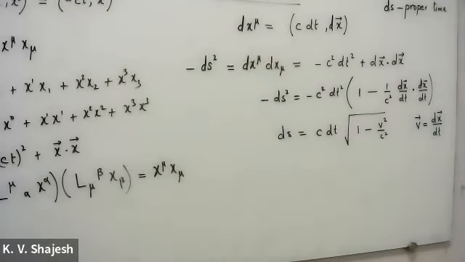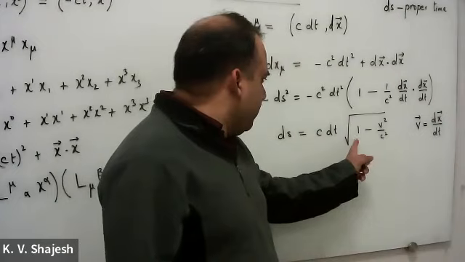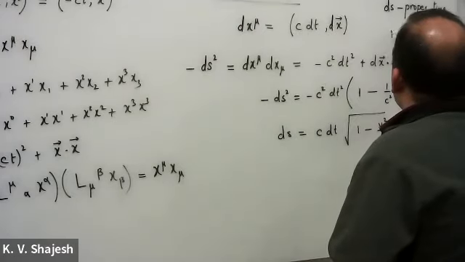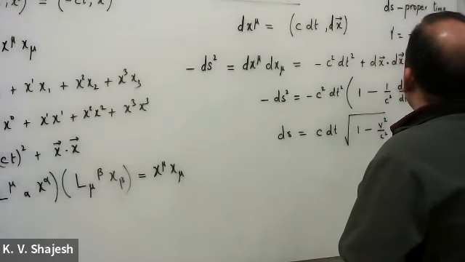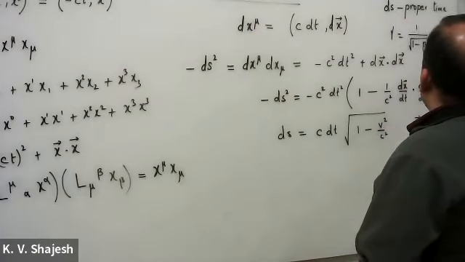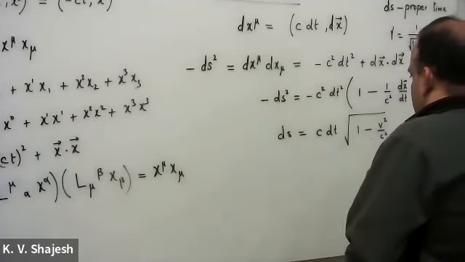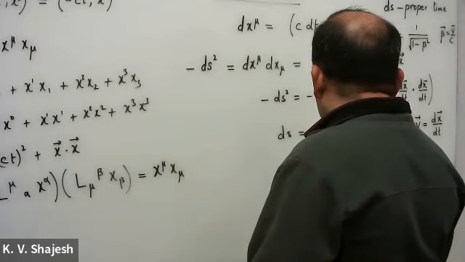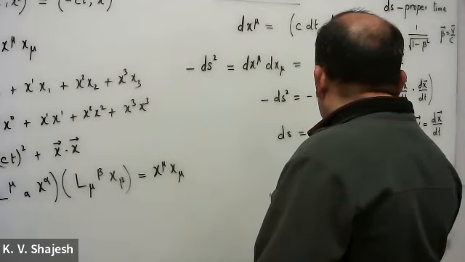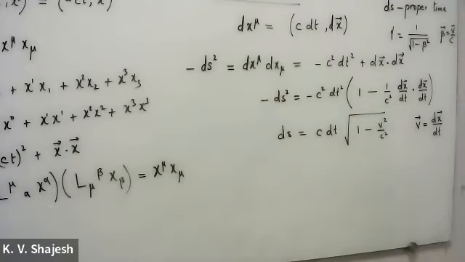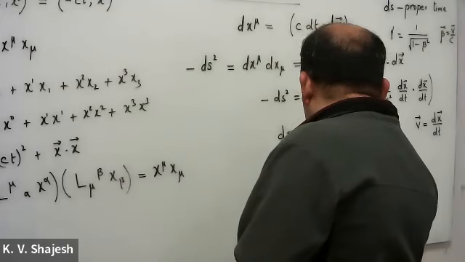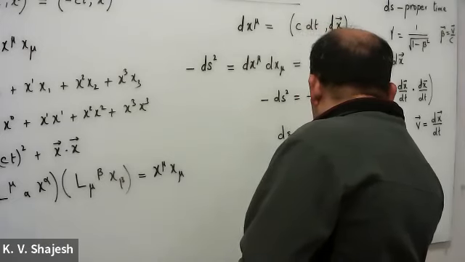But that's gamma, right? That's 1 minus beta squared. We defined that to be 1 over gamma, right? Gamma was, by definition, 1 over the square root of 1 minus beta squared, where beta as a vector would be v over c. So we can say that gamma is equal to c dt over ds.